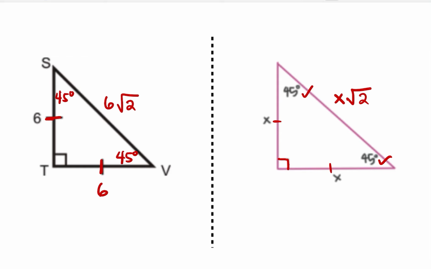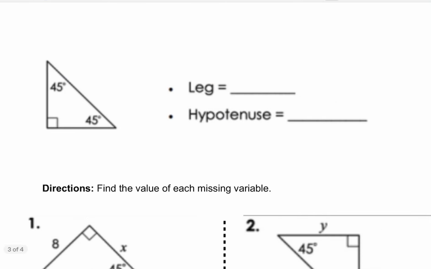So let us try and answer these two problems. But before that, let's write what we just did earlier. So this was x, and this is x, and our hypotenuse, if the two legs are each x, we'll have x square root of 2. Leg is x, hypotenuse is x square root of 2.